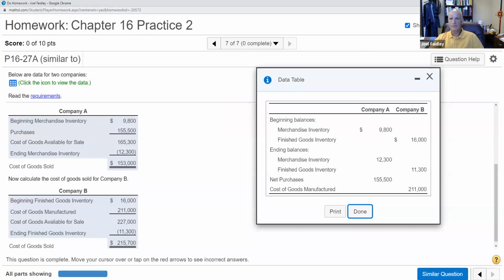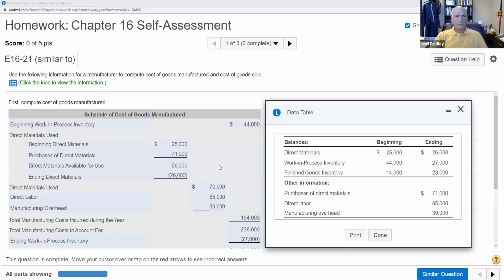All right, now let's look at the self-assessment. Okay, let's look at this last self-assessment. Three exercises here, and this is sort of an involved exercise, but it's a good practice problem. Schedule cost of goods manufactured, so we begin over here with 44,000, picking off the right work in process. Now they show the three balances. Again, those are the three inventory accounts, direct materials, work in process, and finished goods on your balance sheet.